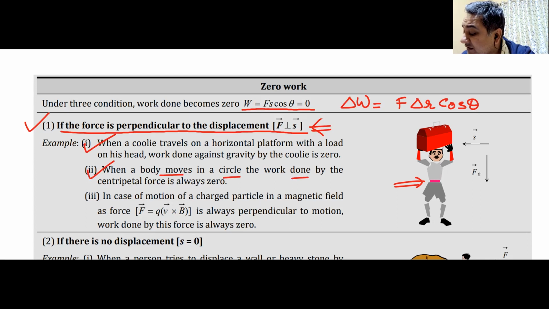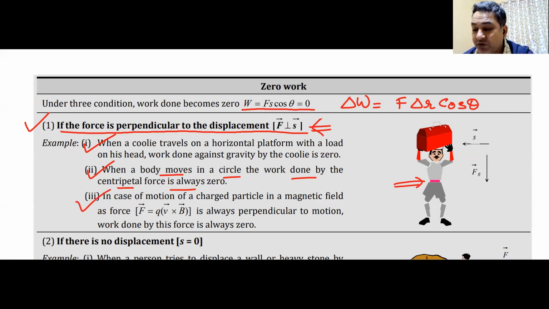In the second example, when a body moves in a circle, work done by centripetal force is zero. I hope that you are studying circular motion. Have you read centripetal acceleration? Yes or no? Please raise your hands. Yes, so you must know that centripetal acceleration is towards the center and the body is moving along the tangent. The angle between centripetal acceleration and velocity is 90 degrees. Centripetal acceleration is caused by centripetal force. Wherever you have an acceleration, there must be a force. Force alone can produce acceleration. Since the direction of motion is perpendicular to centripetal acceleration, the work done by centripetal force is also zero. That is the second example.